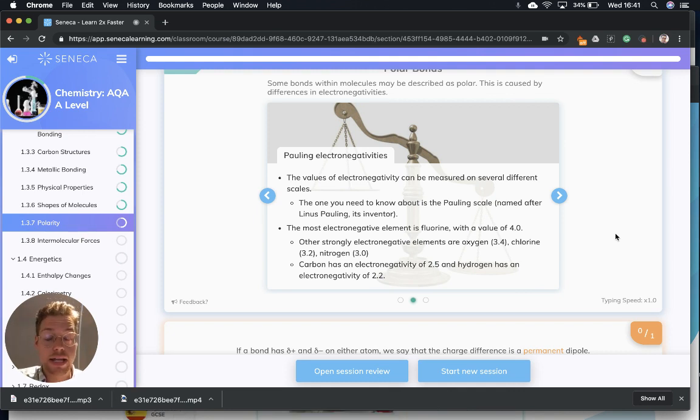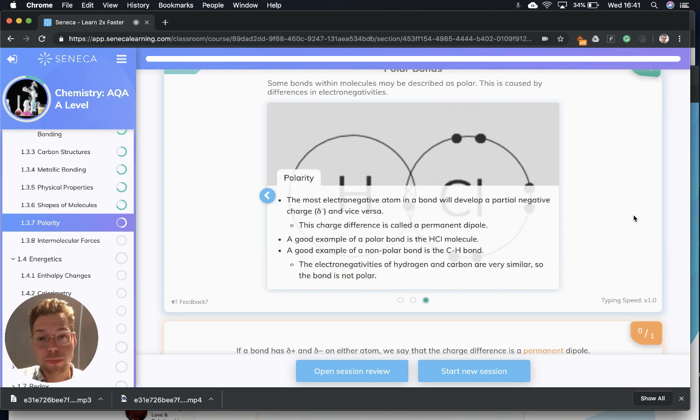The most, hard word to say sometimes. The most electronegative element is fluorine, which has a value of 4.0. Other strongly electronegative elements are oxygen, coming in at 3.4, chlorine at 3.2, and nitrogen at 3.0. Carbon has an electronegativity of 2.5 and hydrogen of 2.2.